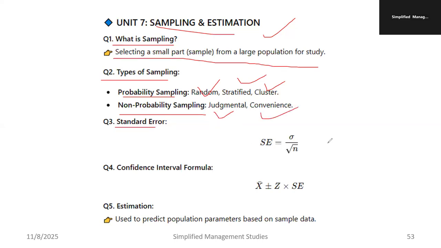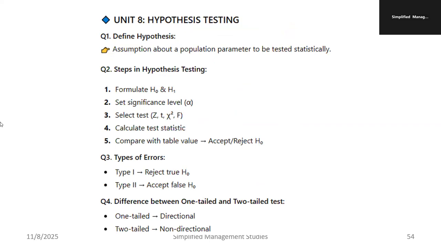What is standard error? Sigma divided by square root of n is known as standard error. What is the confidence interval formula? X bar plus or minus z into standard error. That is actually called the confidence interval formula. That is very important. What is estimation? Used to predict the population parameters based on the sample data is known as estimation. So these are the most important topics from unit number 7.